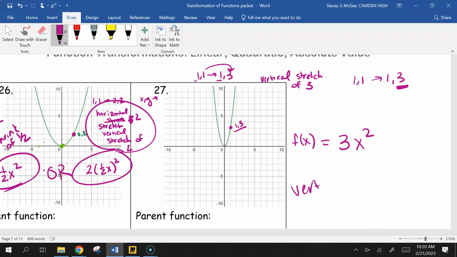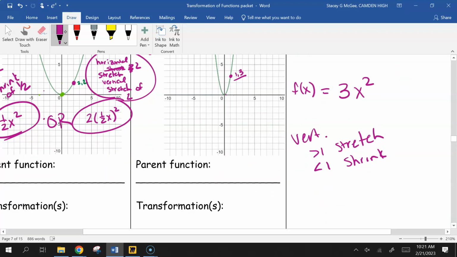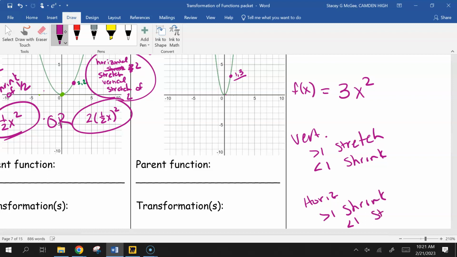Vertical, bigger than 1 is stretch, less than 1 is shrink. And horizontal is opposite. So for horizontal, greater than 1 is a shrink, less than 1 is a stretch. That's on your little green sheet too.